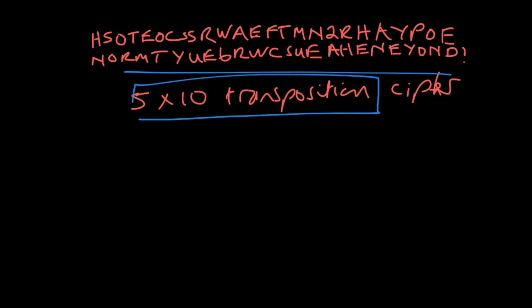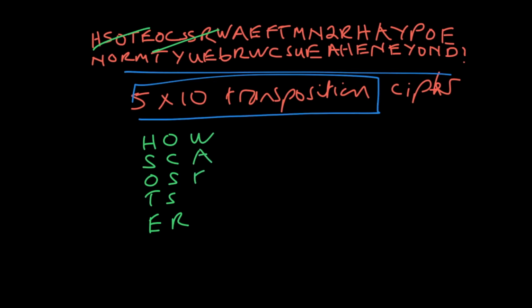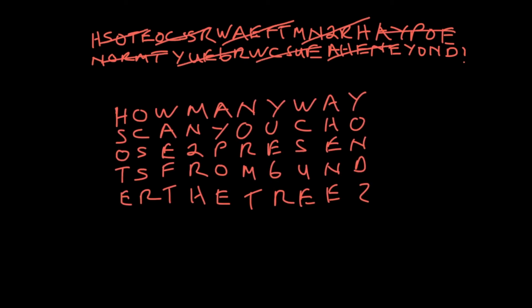So effectively 5 by 10, so you're going to start off HSOTE, so there's my first 5, second OCSSR, WAEFT. And what you can see here is, as we read along, we're starting to build up words until eventually you get to something like this, and we can partition it.